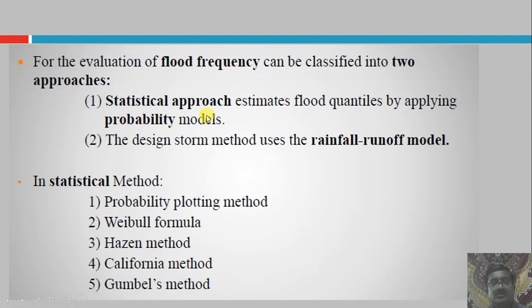Then the evaluation of flood frequency can be classified into two approaches. One is the statistical approach, which estimates the flood quantities by applying probability models, and the other is the design storm method, which uses a rainfall runoff model. Okay, so we are dealing here with the statistical methods. There are many methods in that. The first one is the probability plotting method: Weibull formula, Hazen method, California method, and Gumbel's method. But mostly the probability models, Weibull formula and Gumbel's method, are more popular in calculation.